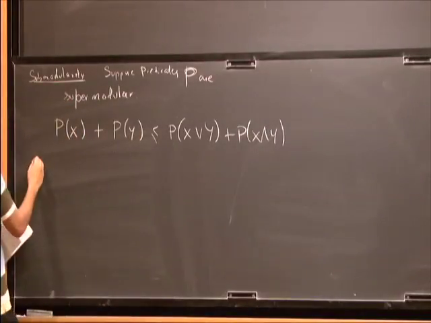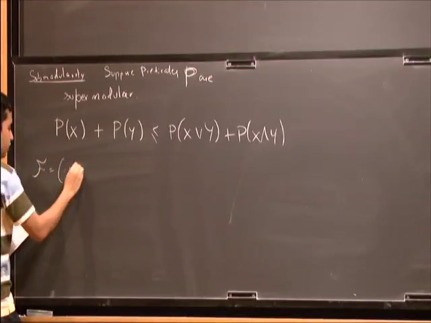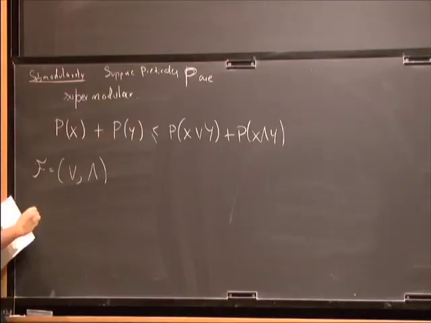Because what is the polymorphism? The polymorphism F has two operations. One is OR, the other is AND, each with probability half.